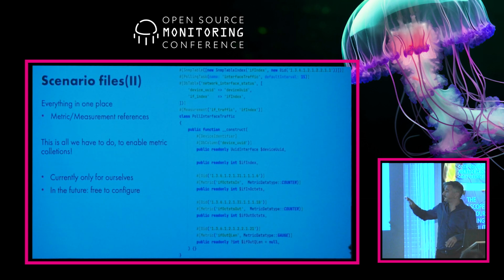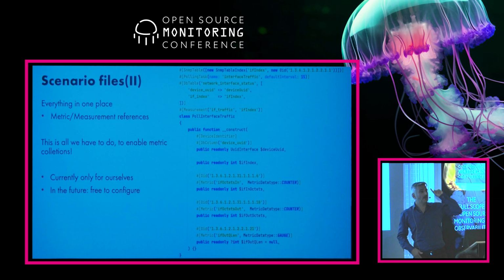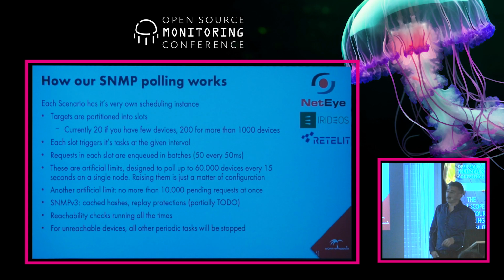Also here currently it's just for ourselves, for the scenarios we ship out of the box, and the idea is that in future you can just click some OIDs and say, well, I want to have it in a database, I want to poll it, and so on. And I want to draw them.